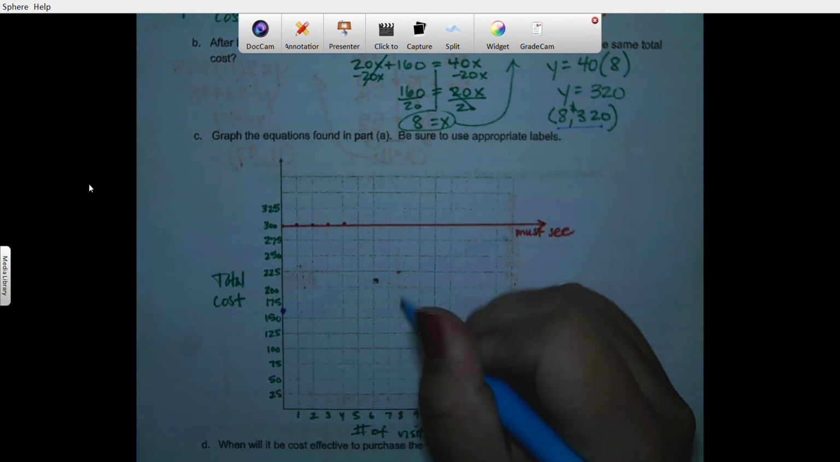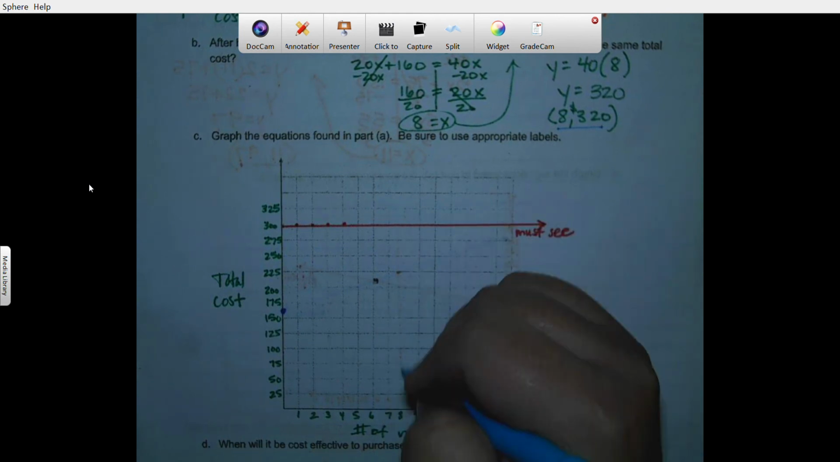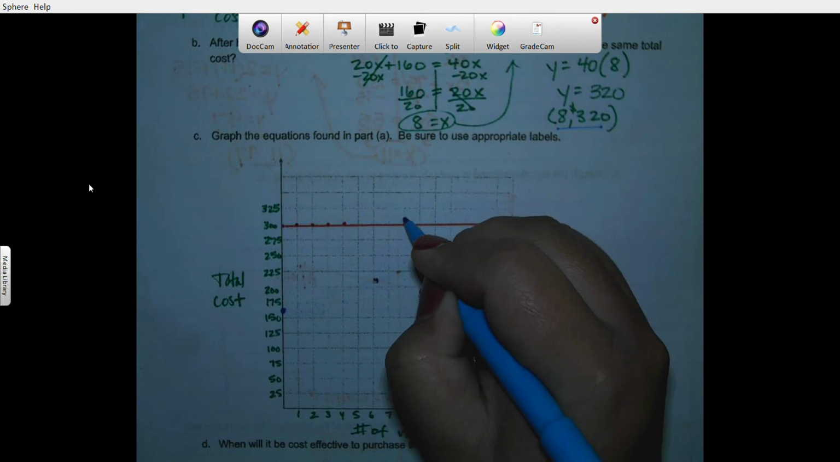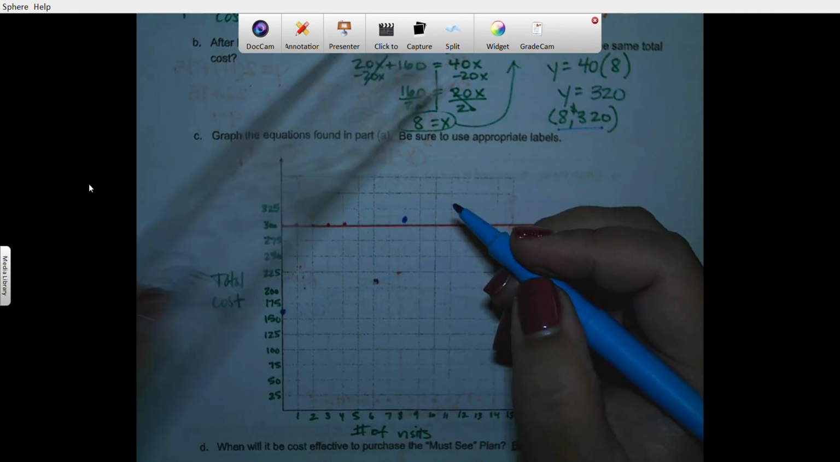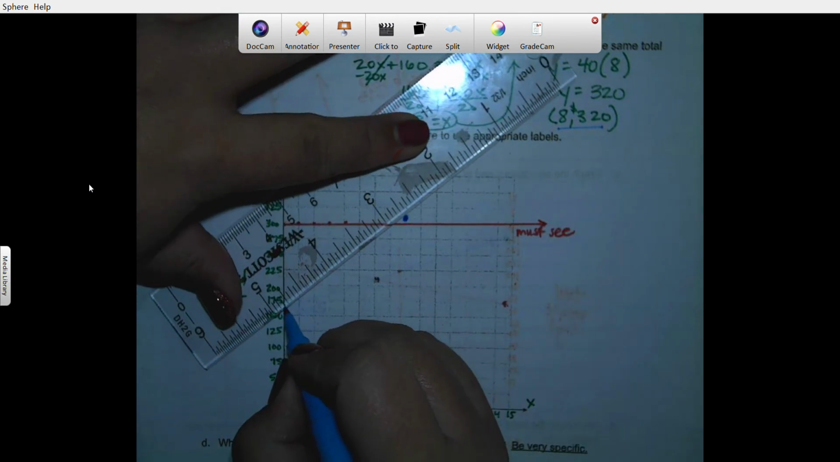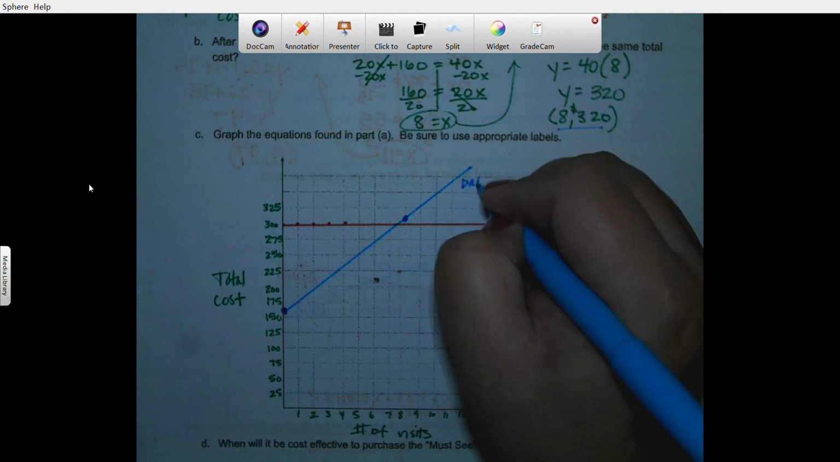8, 320. So I'm going up to 8. 320 is going to be just over 300. And I'm going to graph my line. I'm going to label date night.